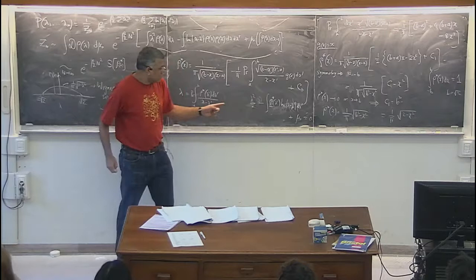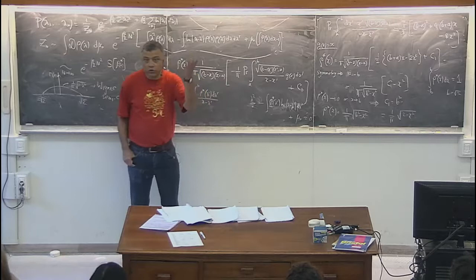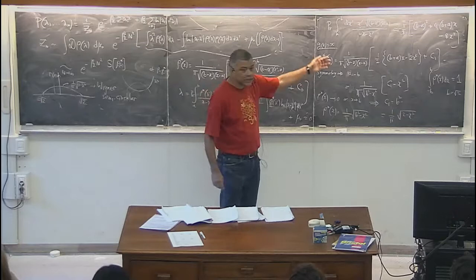So now you can go back and put your solution here, and you can find out what mu zero is. Mu zero will have a particular value. It's just doing the Lagrange multiplier, usually, right? I just derived it first to get the solution. Once you get the solution, you can put it back here and evaluate your mu zero.